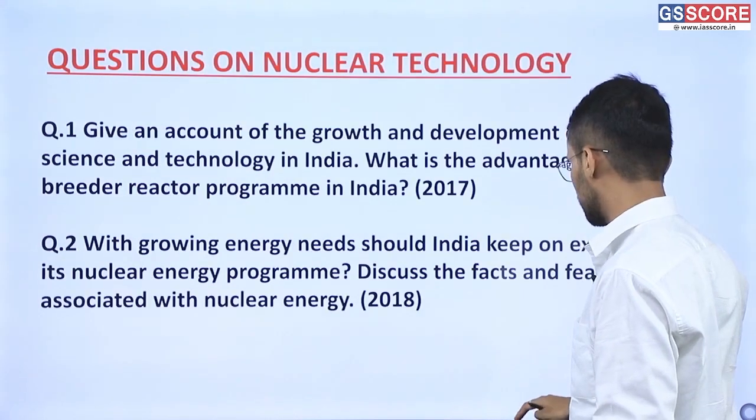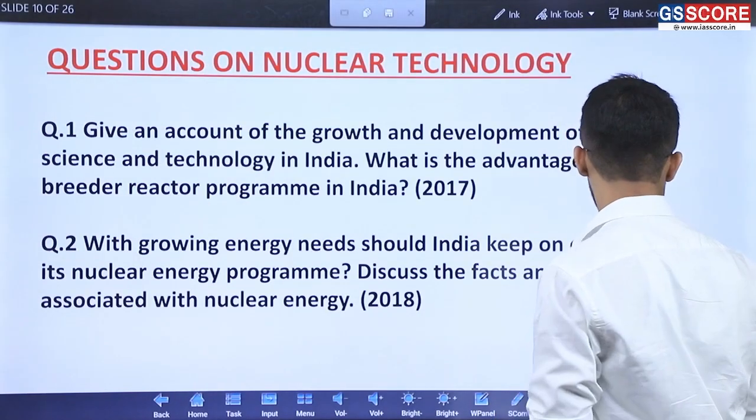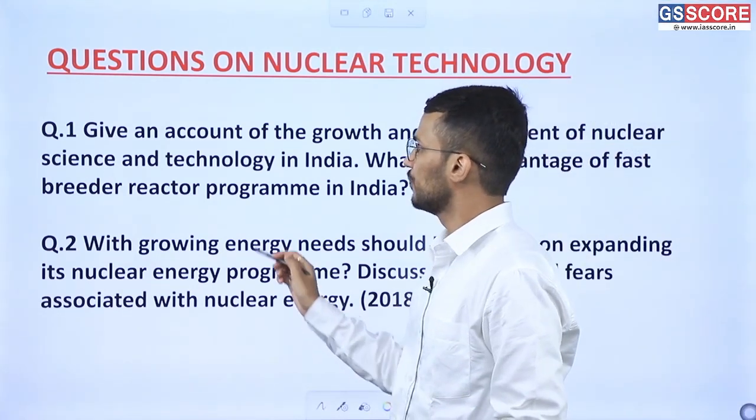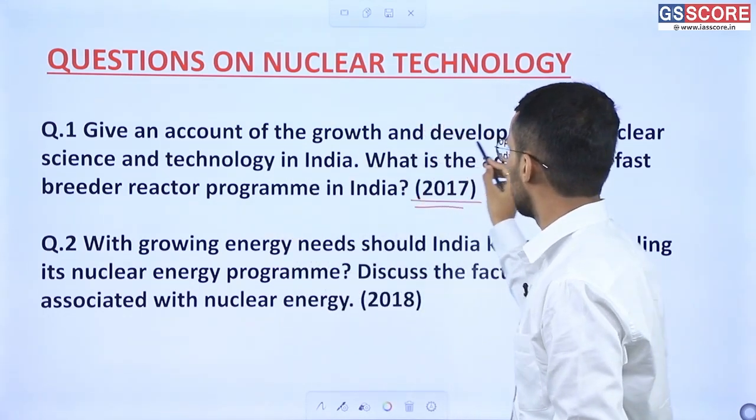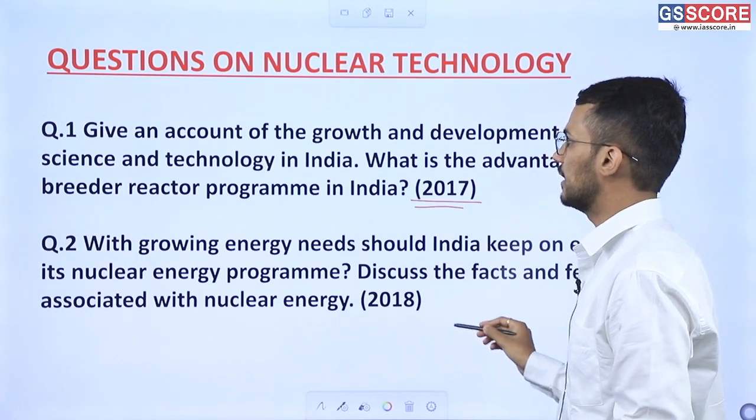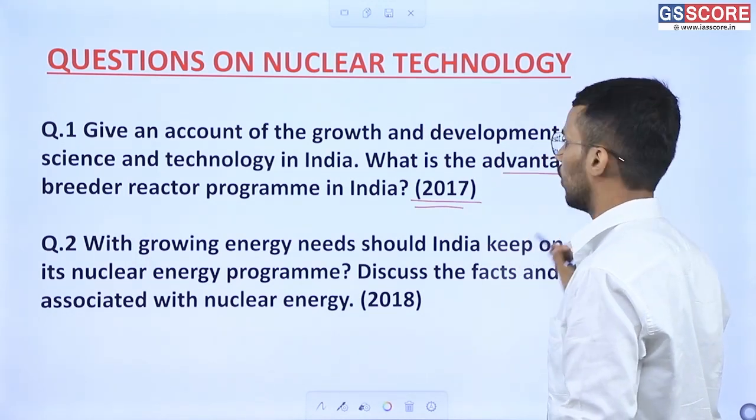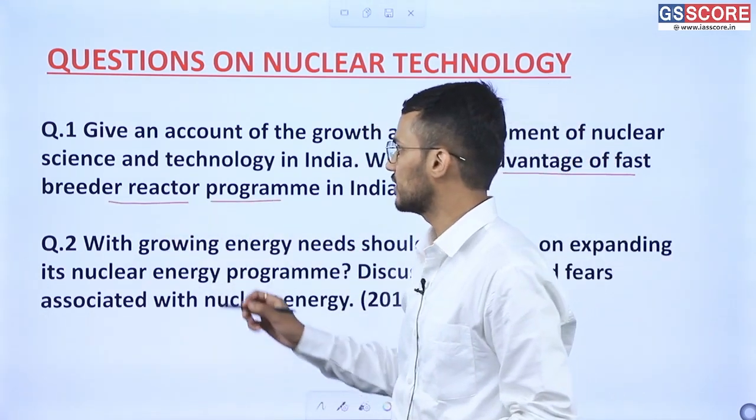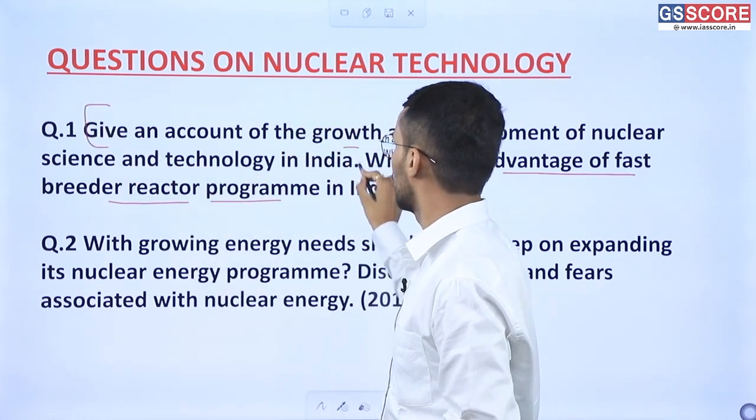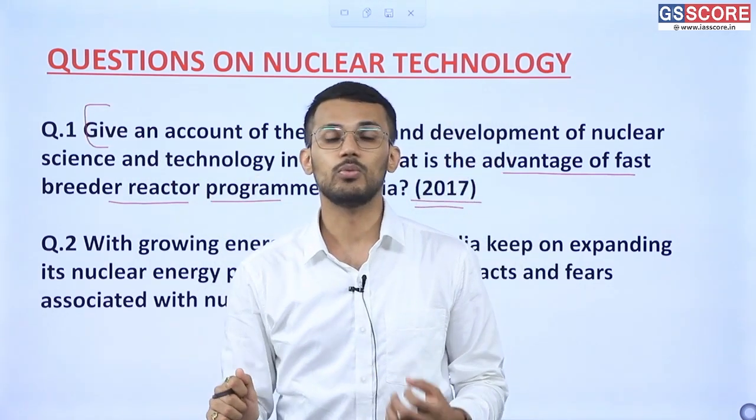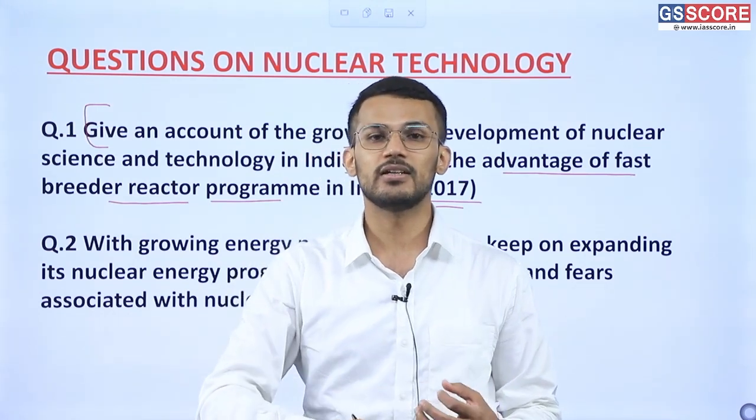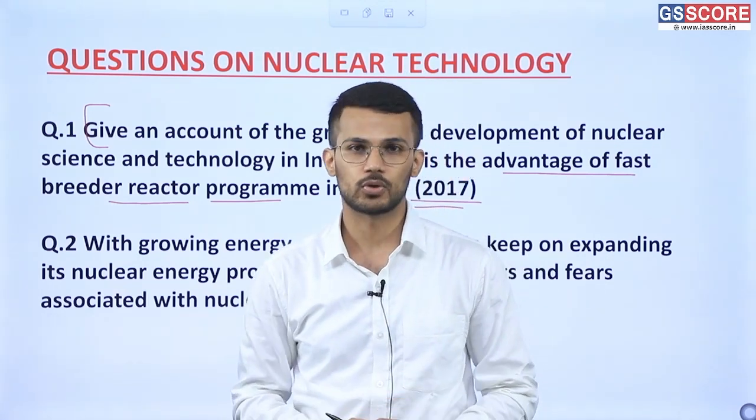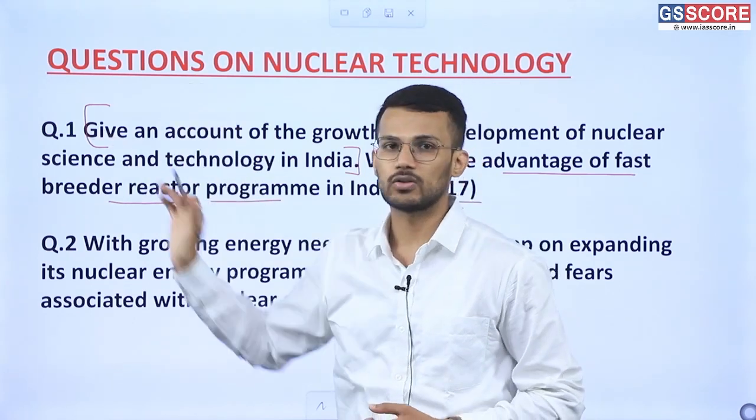Then there are some questions asked by UPSC on nuclear technology. For example, the first question is from 2017: give an account of the growth and development of nuclear science and technology in India. What is the advantage of the fast breeder reactor program in India? So we have to trace the development of nuclear science and technology since the time of Dr. Homi Jehangir Bhabha, when he came up with the Indian nuclear program, and what is the current status of the Indian nuclear program, which we are supposed to discuss in the first part of the question.